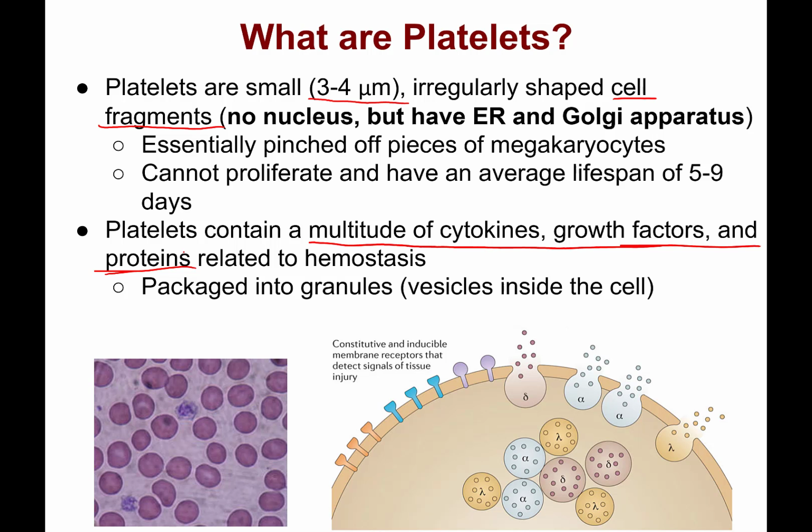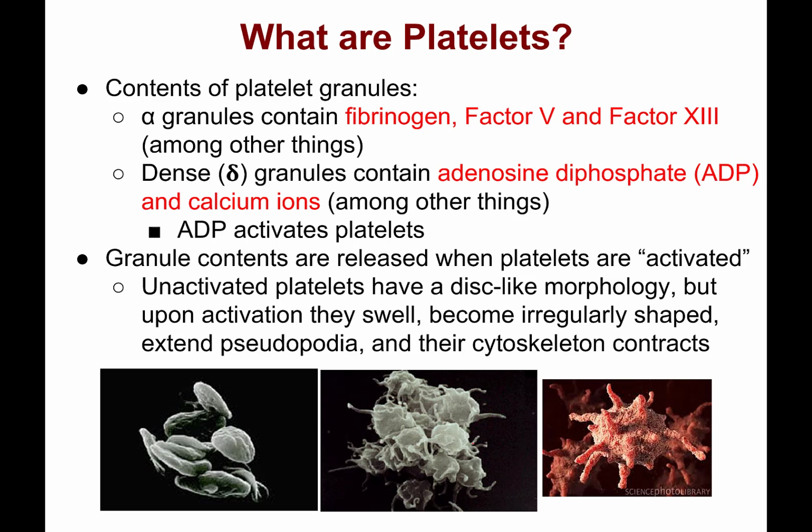Platelets do contain a multitude of cytokines, growth factors, and proteins that are all related to hemostasis. And these are packaged within the platelets into these vesicles known as granules. And there are several types of granules. They're often labeled with Greek letters. So you have alpha, delta, lambda, etc. So the contents of these granules are very important. So the alpha granules, they contain fibrinogen, factor 5, factor 13, among other things. So everything in red on this slide is pertinent to the coagulation cascade. The dense granules, so the delta granules, they contain adenosine diphosphate or ADP and calcium ions, among other things.